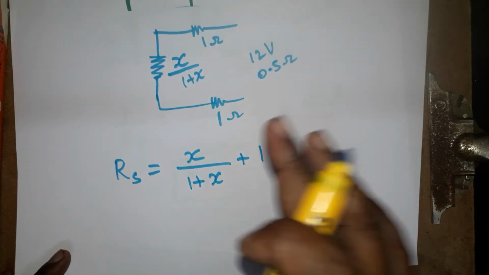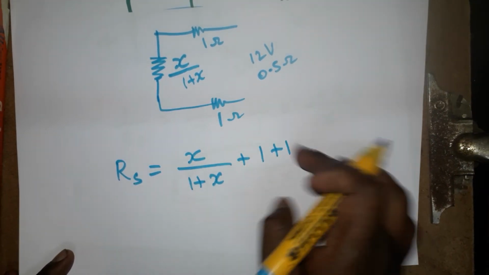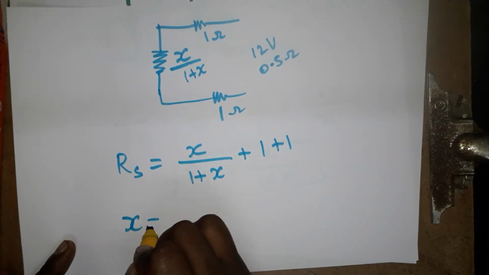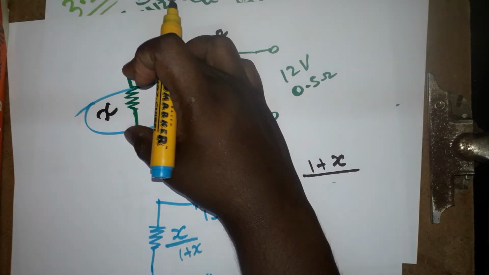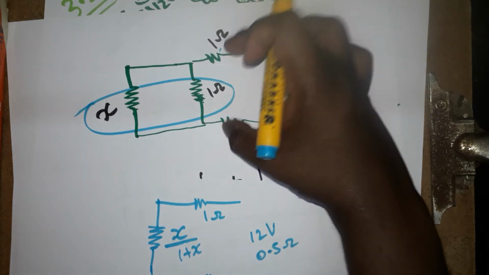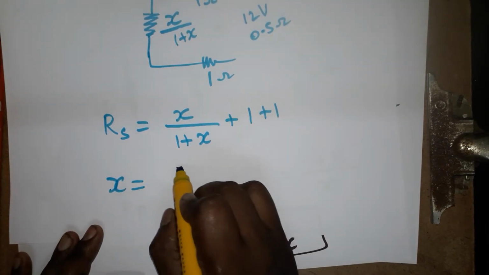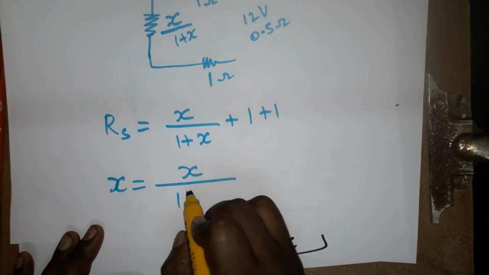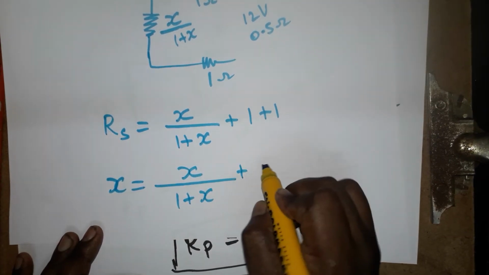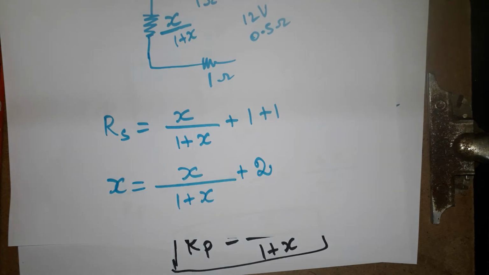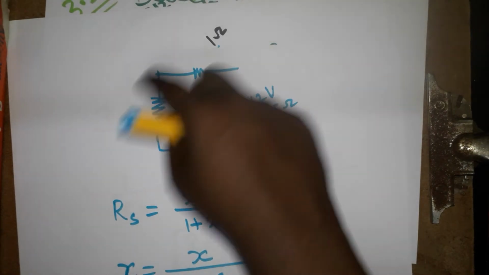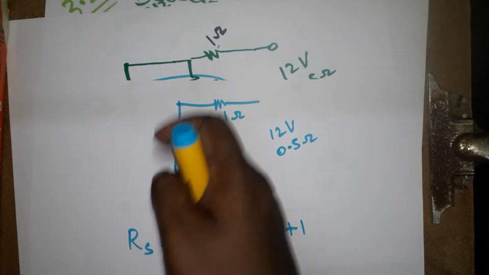Now this solution, I should definitely take as x, because we took this as x, and it has the same combination, so this also is x. So x is equal to x divided by 1 plus x, plus 2. Like this we have it. I hope you understand, because the same condition will come in the next pattern.